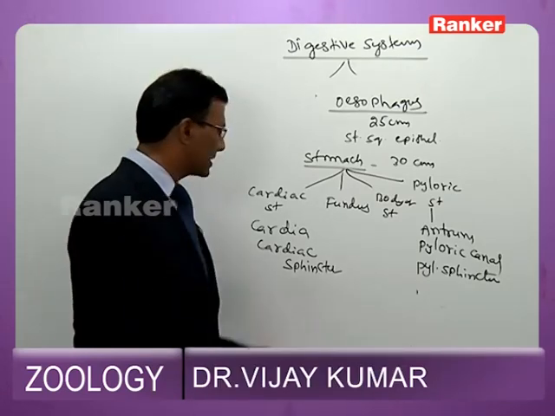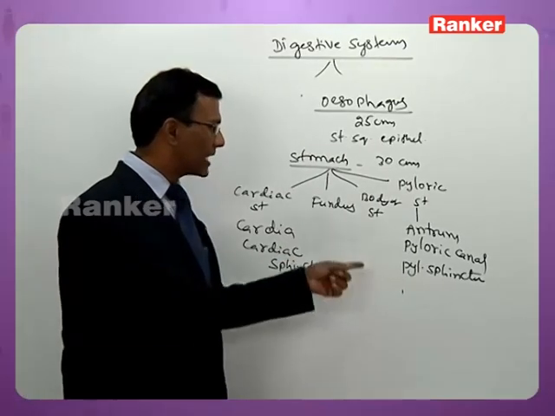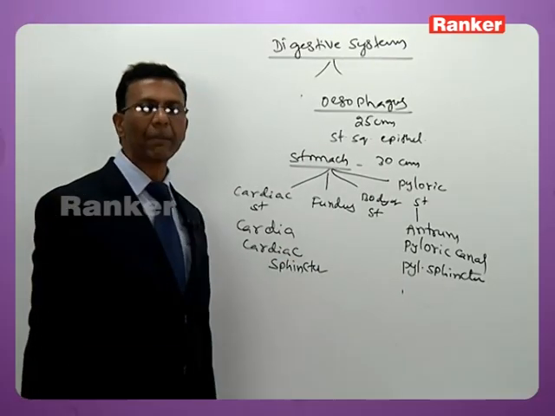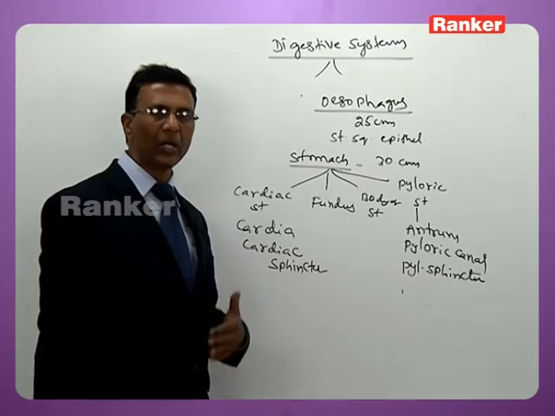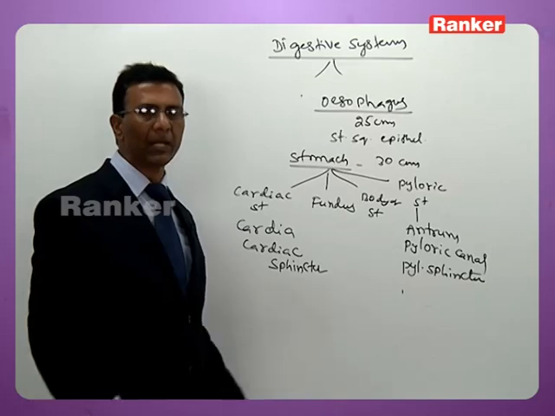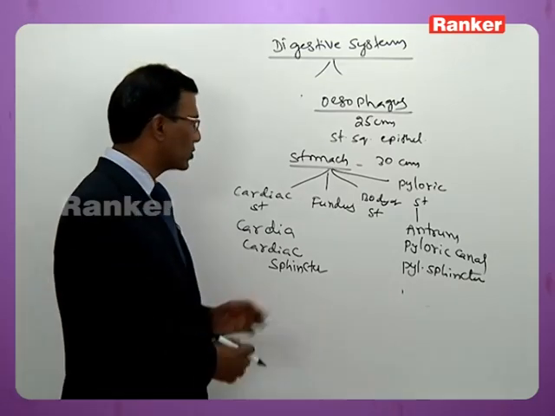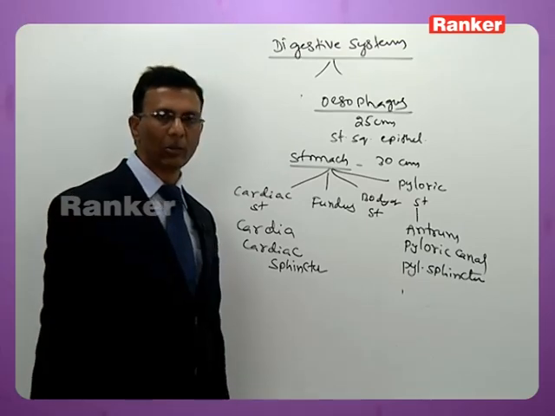You must remember the functions. The cardiac sphincter prevents regurgitation of food, whereas the pyloric sphincter regulates the passage of food from the stomach into the duodenum. It doesn't allow the entire food to enter the duodenum at a time, and releases food into the duodenum only in small amounts. So these are the parts of the stomach in the human body.